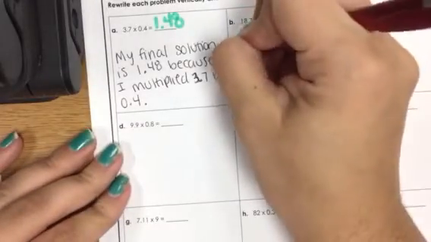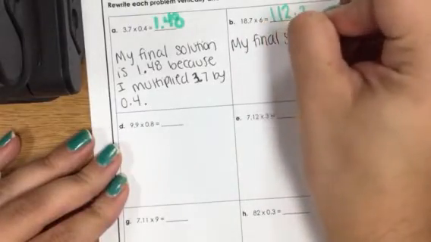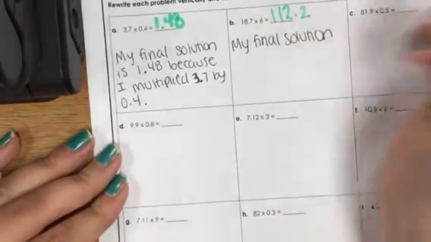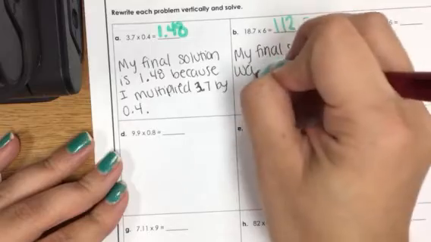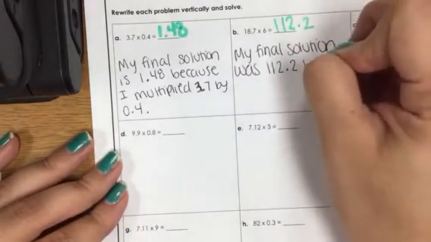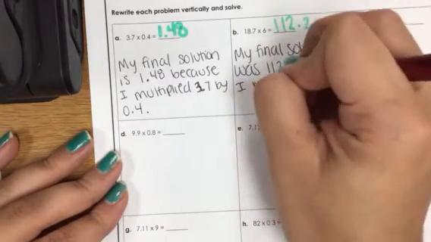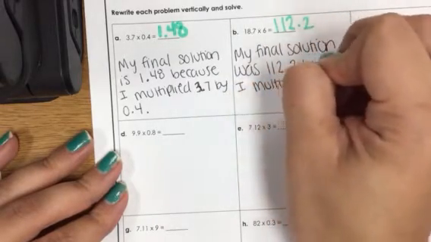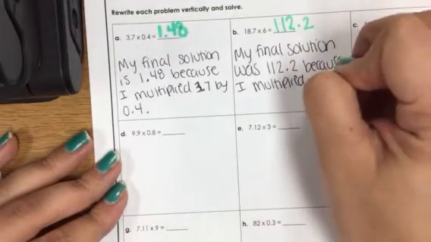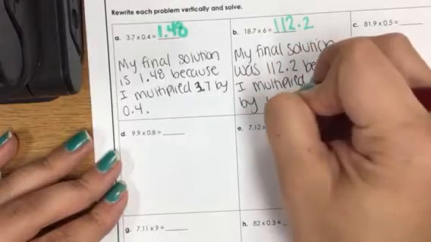So my final solution was 112.2 because I multiplied 18 7/10 by 6, period.